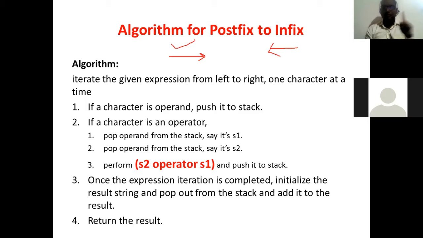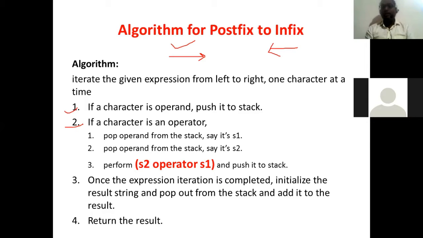Now, the first step is, same as our previous algorithm, if the character is an operand, A, B, C, D being variables, or whatever constant values are there, push it onto the stack. While scanning, when operands are encountered, you have to push that operand onto the stack. The second step is, if an operand is encountered, you need to add it into the stack, you need to push it into the stack.